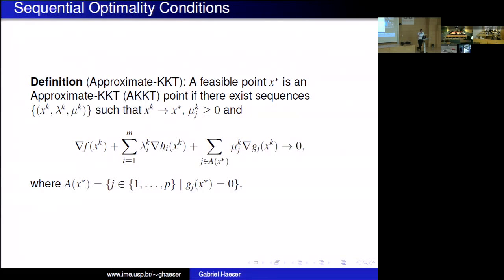I will talk now about sequential optimality conditions. So this is the definition.